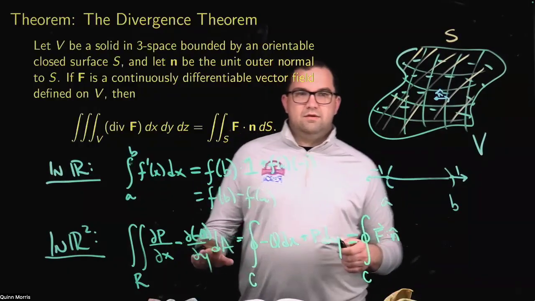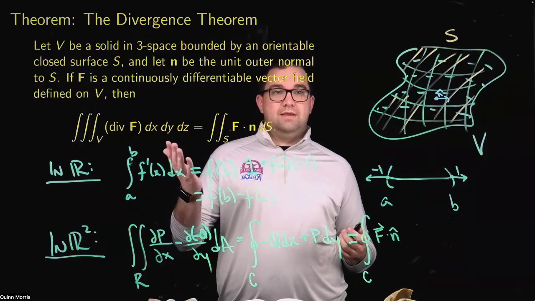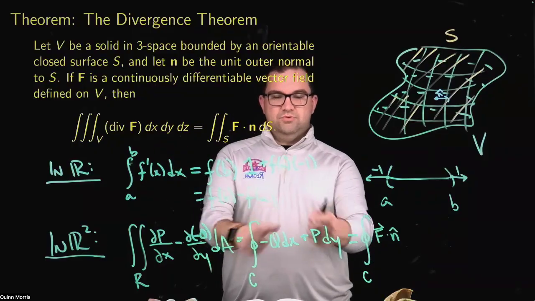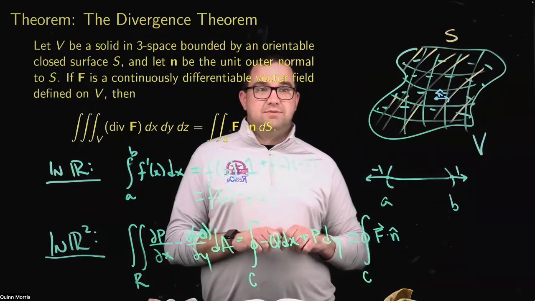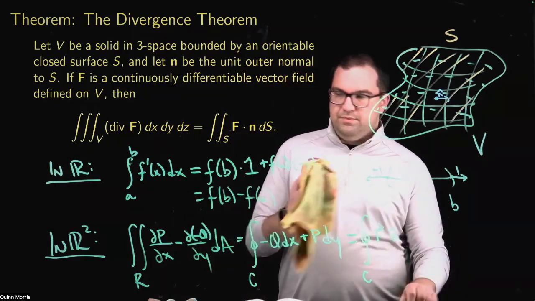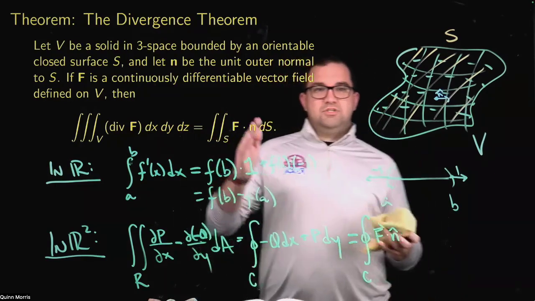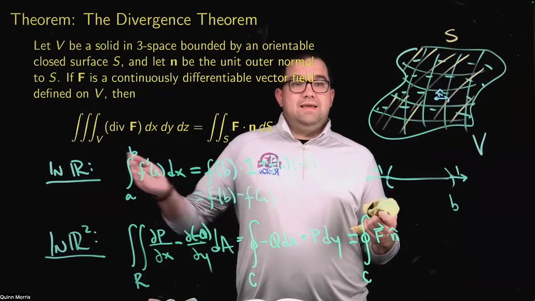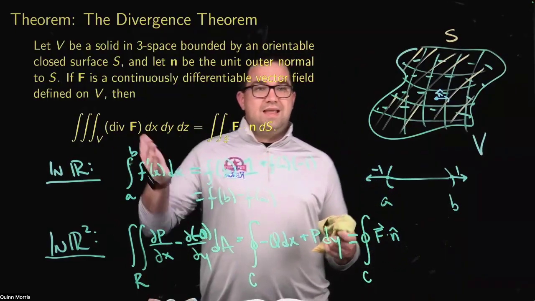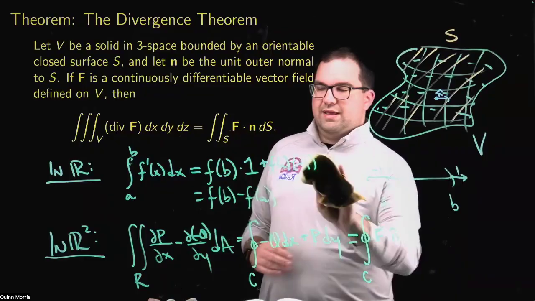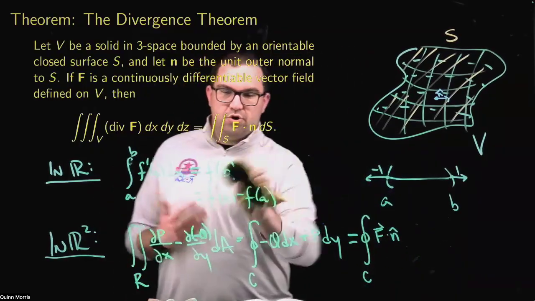Now again, that's a little hand wavy at the end, but it gives you the idea that this in 2 dimensions is really Green's theorem. It's really encapsulating what happens with Green's theorem. So what I want you to see is the divergence theorem. We already really know it in R and R2. Now we get to know it in R3.